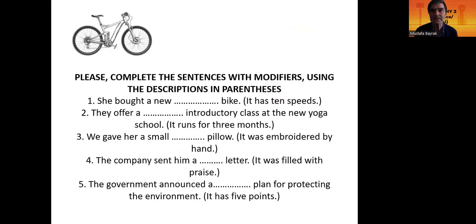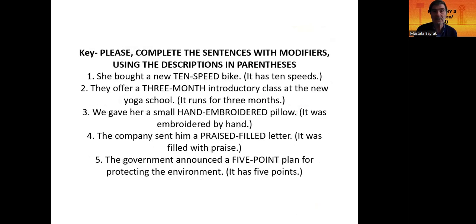Now, please complete the sentence with modifiers using the descriptions in parentheses. Yes, let's do it from the key. Okay. 1. She bought a new 10-speed bike. Yes, that bike has 10 speeds. 2. They offer a 3-month introductory class at the new yoga school. So it runs for 3 months. That class runs for 3 months.